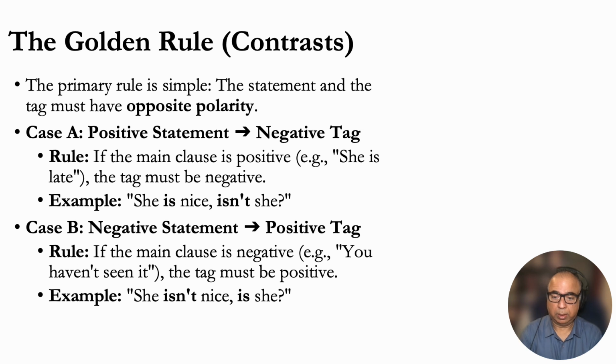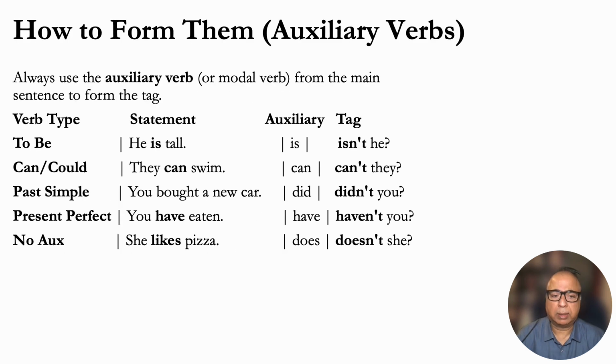But in the second case, the opposite happens. If the statement is negative, if the statement has a not word in it, then the tag is positive. Like, she isn't nice, is she? I feel that this person is not nice, but I want to make sure. So I ask, she isn't nice, is she? No, she is not. She's not nice at all. All right? Very good. So that's the rule. All right? Let's begin the lesson.